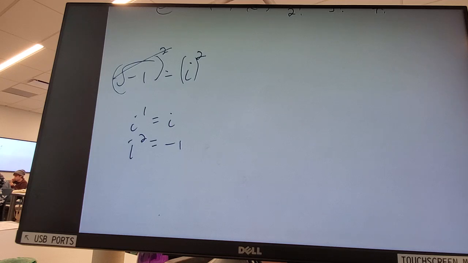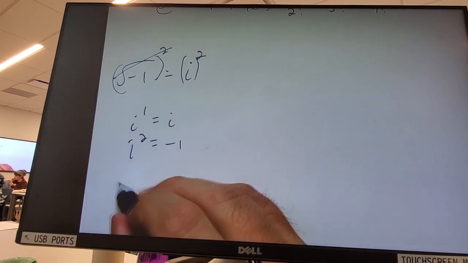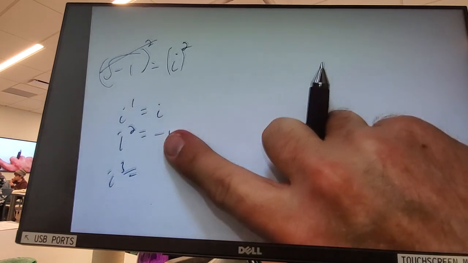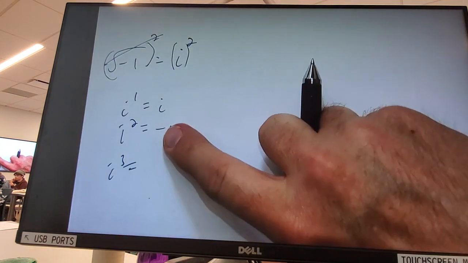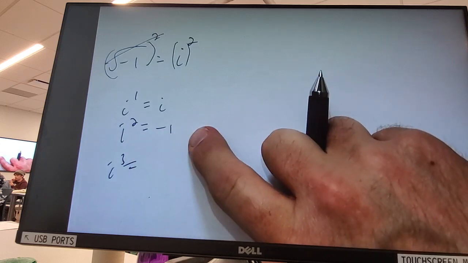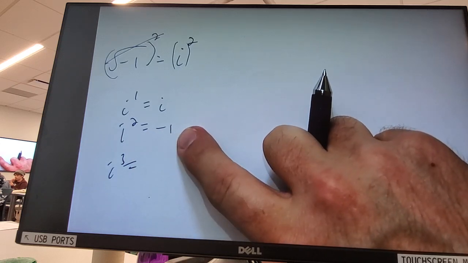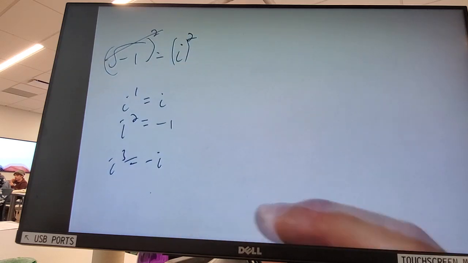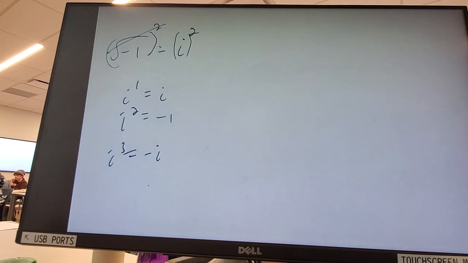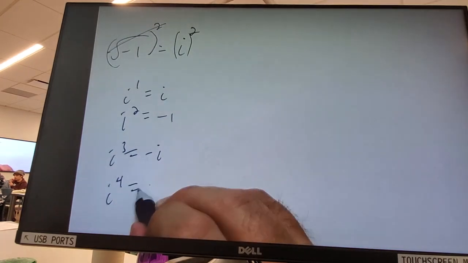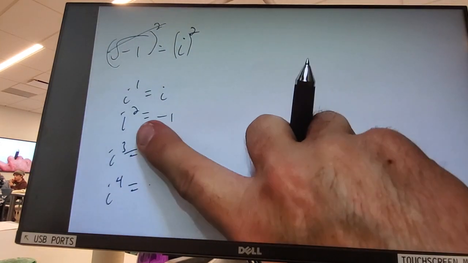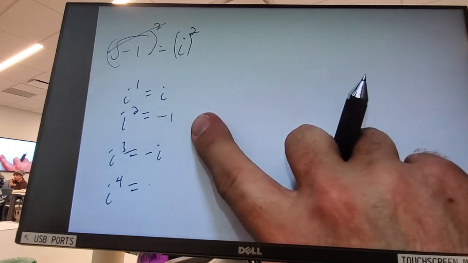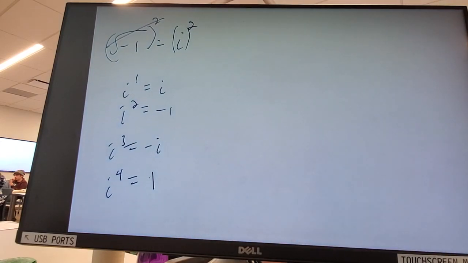What is i cubed? How do you figure out i cubed? I know i squared. What do I do to i squared to get i cubed? I multiply it by i. What is negative 1 times i? Negative i. And then what's i to the fourth? I could just square i squared to get i to the fourth. And what's negative 1 squared? 1. And then it just kind of repeats. It's cyclic.